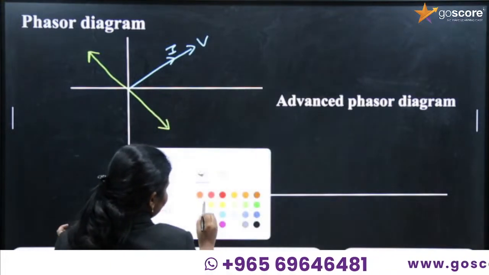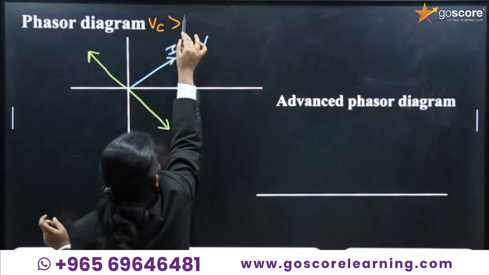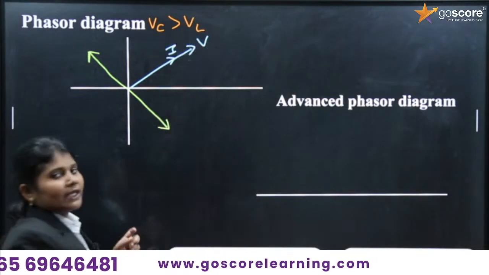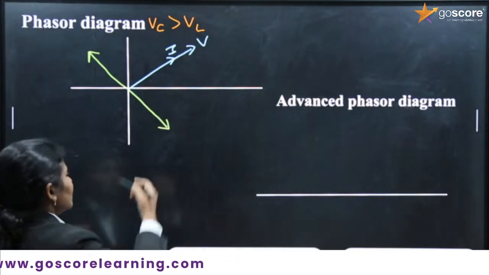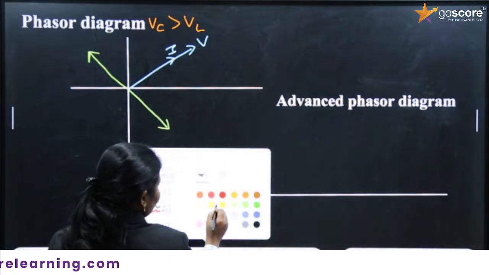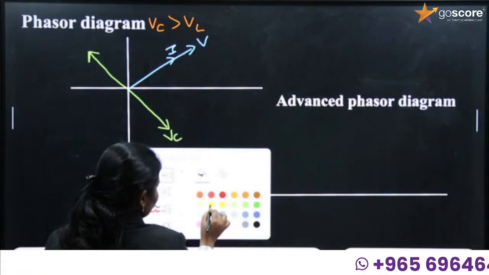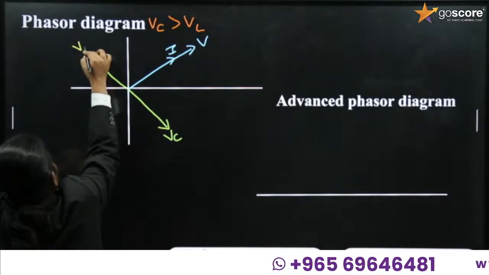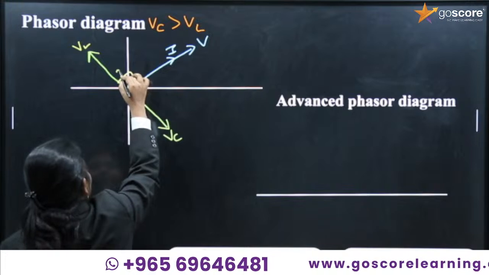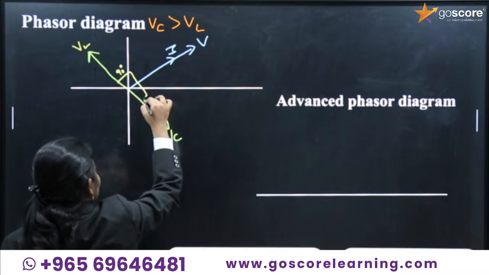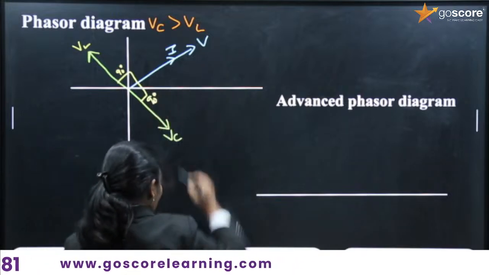Here I am considering that the capacitor voltage is greater than the inductor voltage. Then here it is VC, and it is VL. The angle between the resistor voltage and inductor voltage is 90 degrees, pi by 2. For capacitor to resistor voltage it is 90 degrees. It is VR.